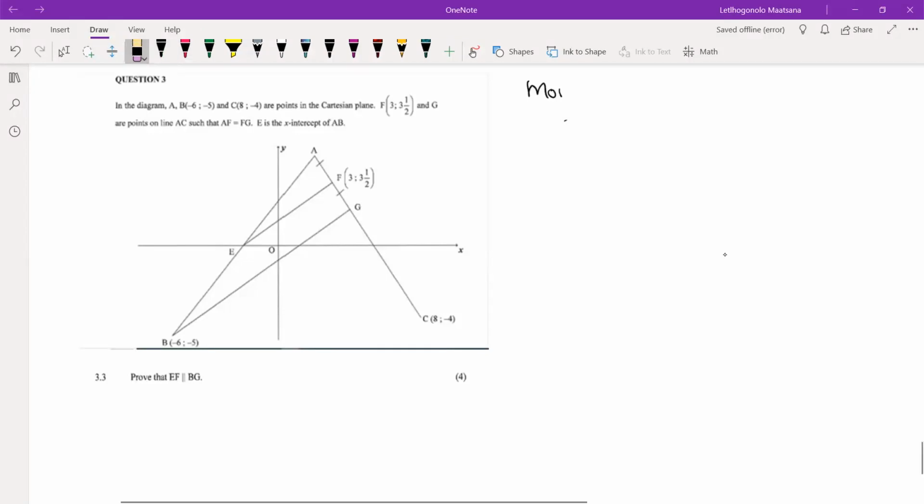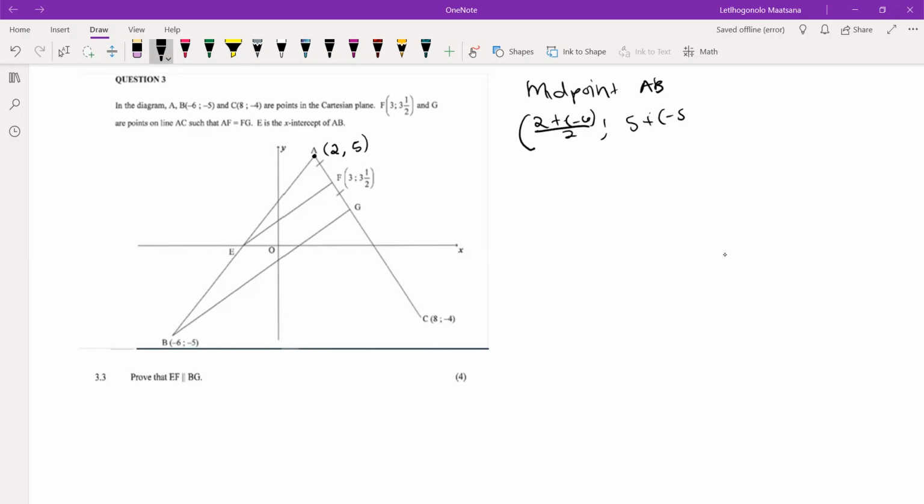So for the first one, we go ahead and calculate the midpoint of AB. In our previous calculations, we have shown that A is equal to (2, 5). So we would get here (2 plus -6) over 2 and (5 plus -5) over 2, which would give us (2, 0).